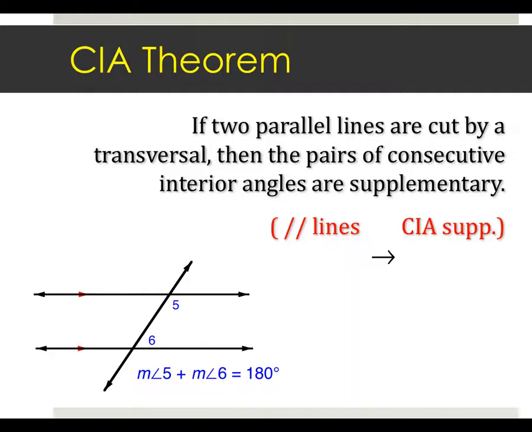CIA. They are not congruent. Why did my arrow drop way down there? This arrow is supposed to be up here. Parallel lines implies CIA angles are supplementary.